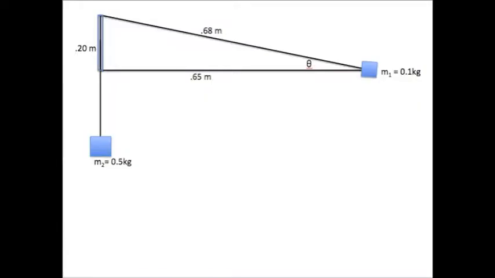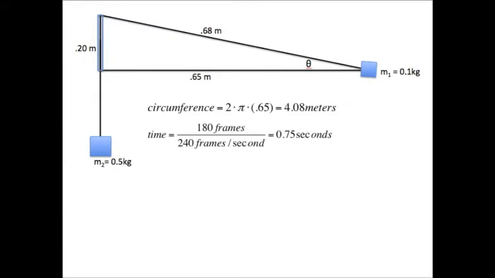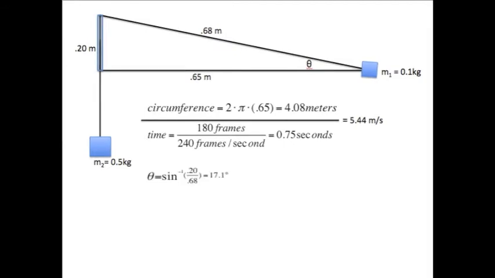From the markings, we determined the hypotenuse and the height, which allowed us to calculate the radius using the Pythagorean theorem. Using the radius, we found the circumference. We counted the number of frames it took the swinging mass to make a full revolution and divided that by the frames per second of the camera to find the time of its period. And if we divide the circumference by the time of its period, we can find the mass's velocity. We also know that theta is equal to the sine inverse of the height divided by the hypotenuse.